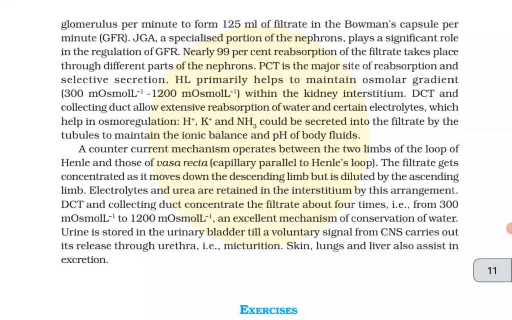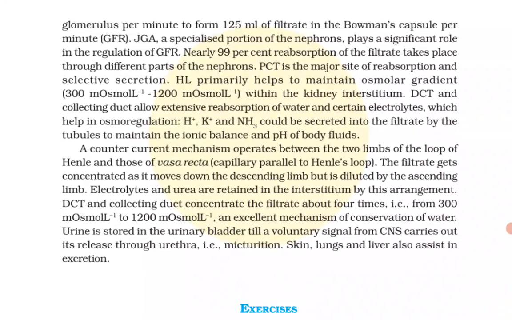The counter current mechanism operates between the two limbs of the loop of Henle and those of the vasa recta, capillary parallel to the Henle's loop. The filtrate gets concentrated as it moves down the descending limb but is diluted by the ascending limb. Electrolytes and the urea are retained in the interstitium by this arrangement. DCT and collecting duct concentrate the filtrate about 4 times, that is from 300 milliosmol per liter to 1200 milliosmol per liter, an excellent mechanism of conservation of water.